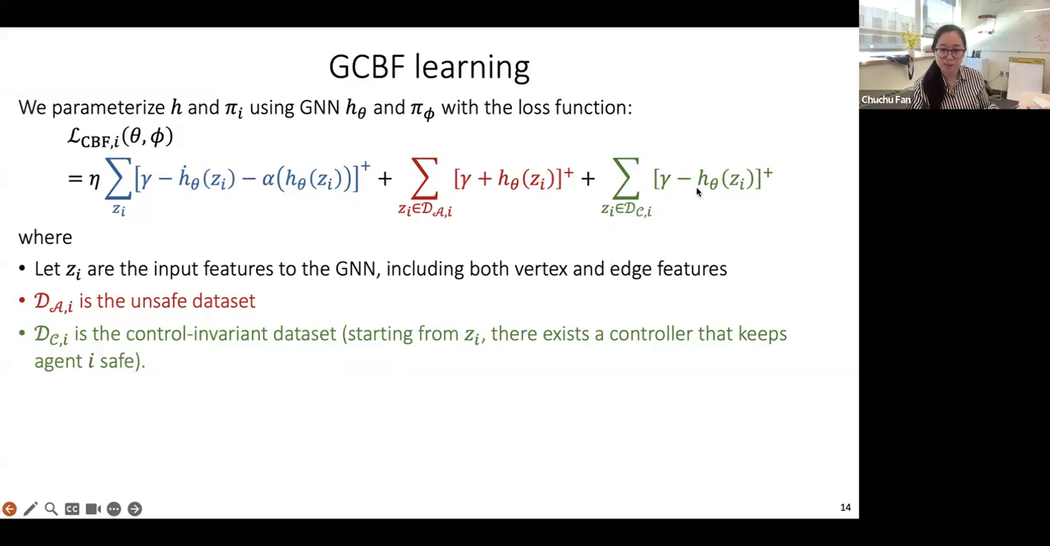Similarly, for the safe parts, that means the control invariant set, where I have a controller to make sure H is positive, then I will make sure H is positive in that region. Okay, so this is a very intuitive, very straightforward loss function, and this intuitive one actually works pretty well.